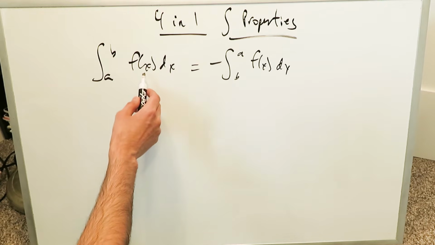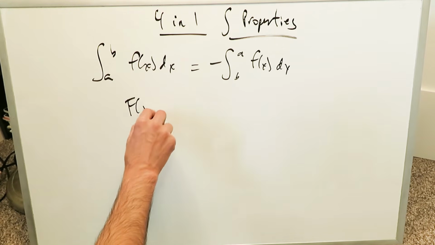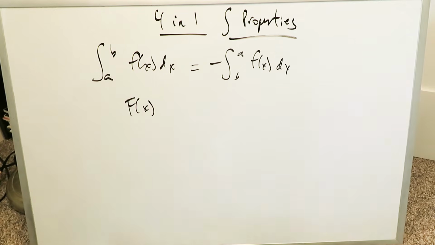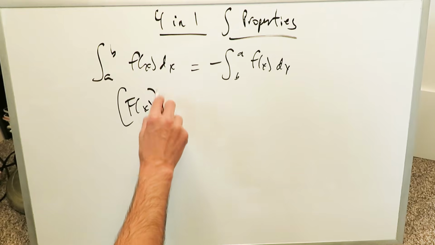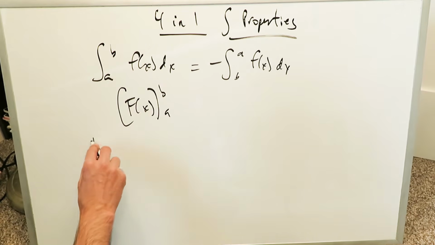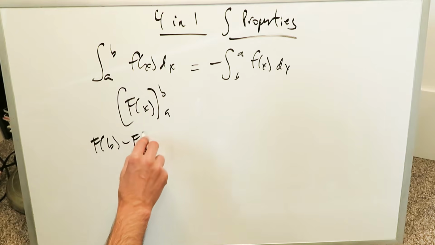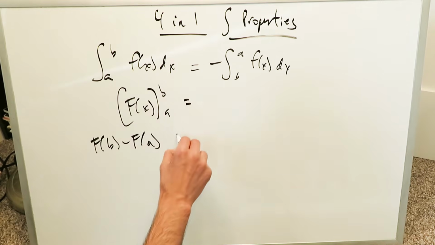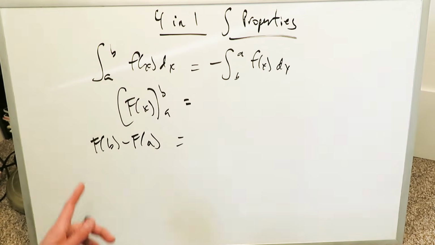When you do the antiderivative of this, you're looking at a capital F of x. That's how you represent an antiderivative of the f of x function. You're looking at everything here from b to a. The upper limit, lower limit, the difference of the two, you have F of b minus F of a. That's the end result of the left hand side of this expression.